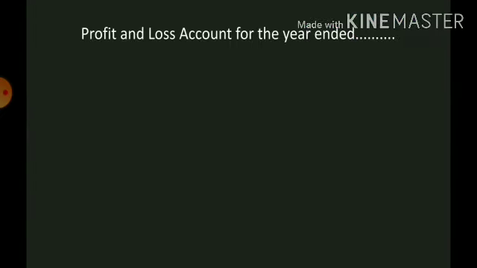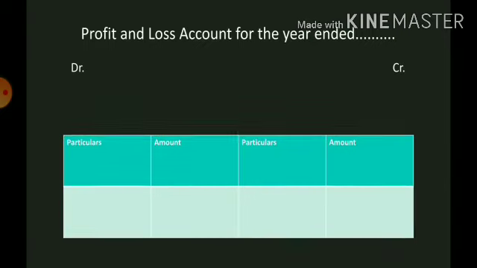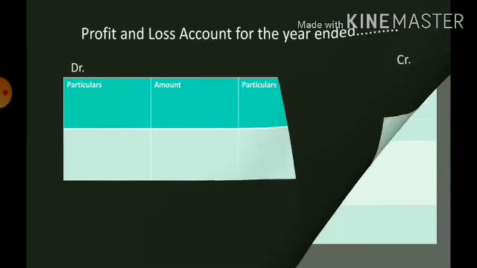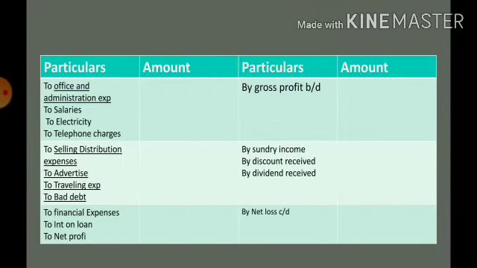Now we will see the specimen of profit and loss account. Just like our trading account, it is also prepared in T format. That is, here on debit side we are going to record particulars and amount. On credit side we are going to record particulars and amount, that is PAPA. So don't forget PAPA. Here in detail we will see this.